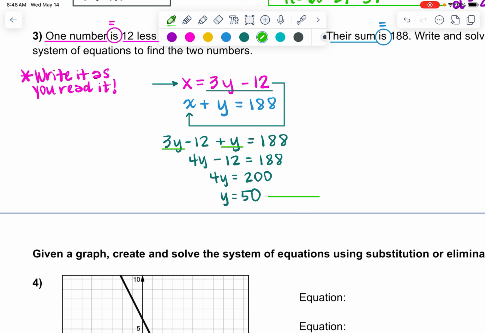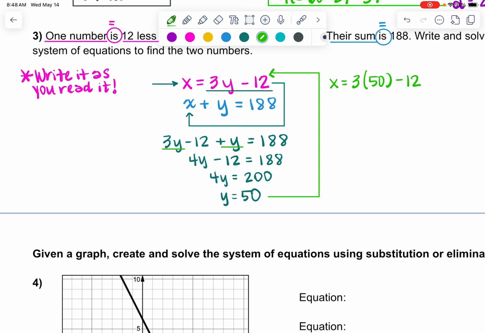Well, the easiest place to solve for x, well, actually either one of them would be easy in this case. So you could plug it into either one of these equations. I'm going to plug it back into that top equation because it's already technically solved for x. So x is 3y, but I just found out that y is 50. So I'm going to substitute that in again.